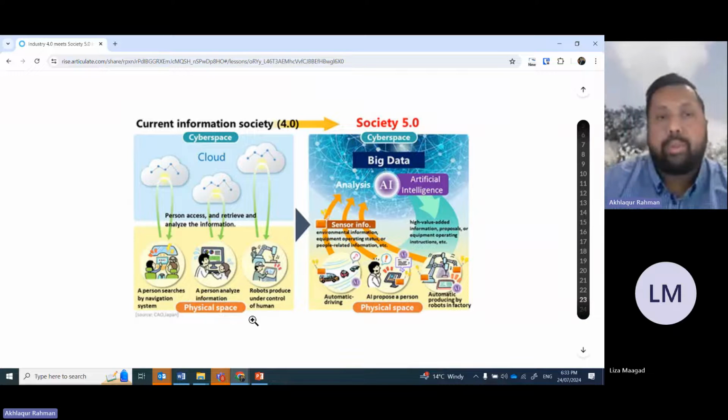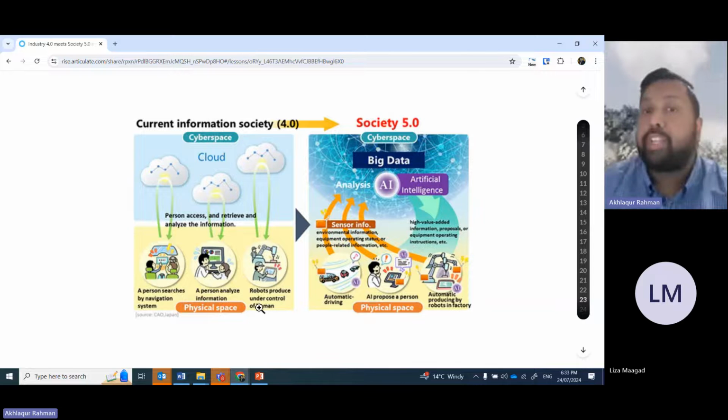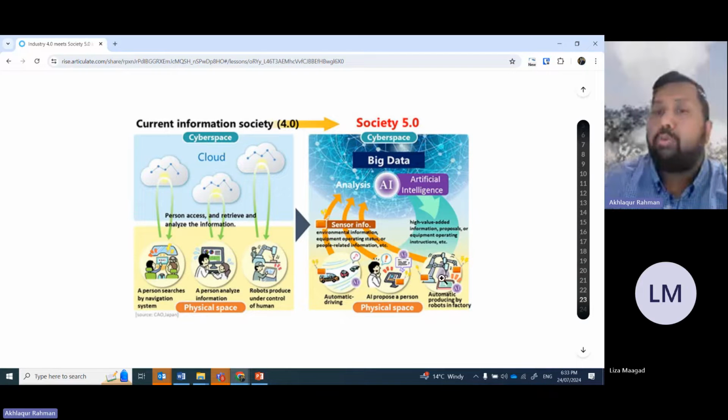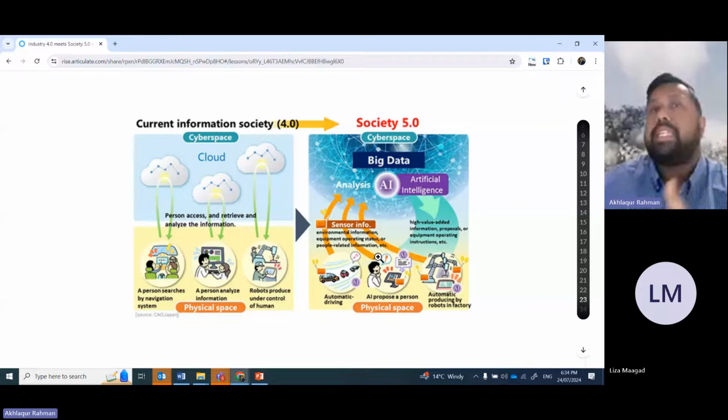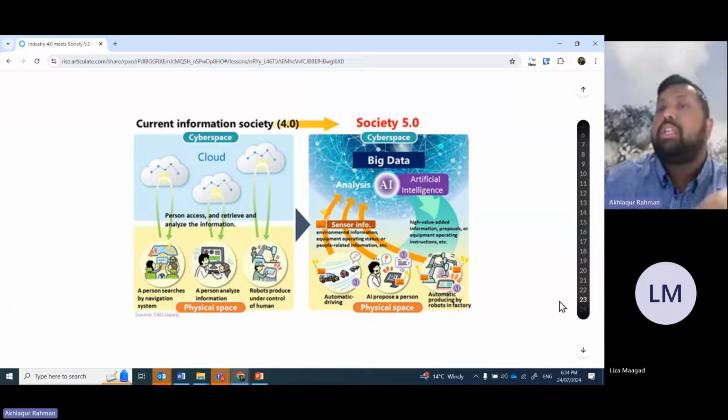So for example, all these different things you're doing in a physical space: a person is searching with a navigation system, or they're analyzing information, or robots are producing under the control of a human. In the future, this will be upgraded to, let's say, automatic driving, or AI will propose solutions to people, or there will be more automatic production by robots in factories. This kind of changes the way we see things in society as well. So that's another example.